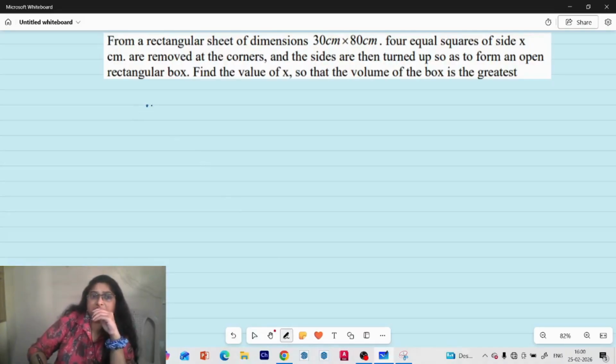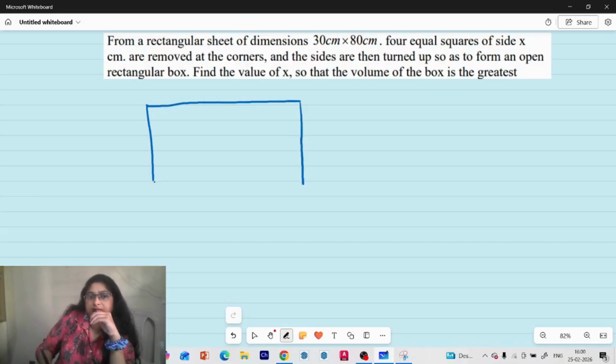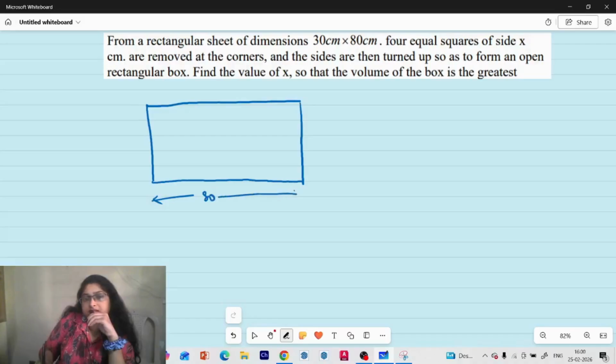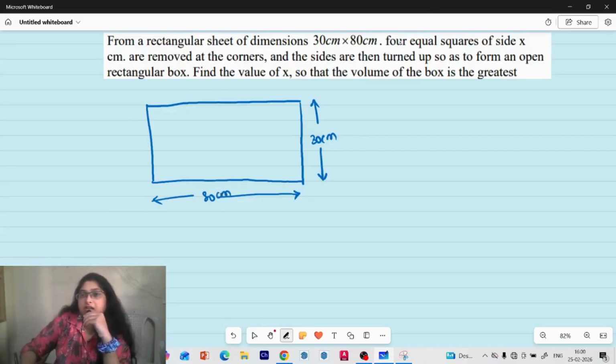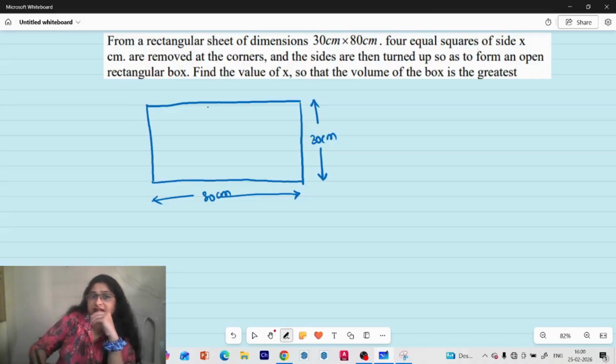Okay, let's start with drawing a small sketch of the same. Let's say this is that rectangular sheet that we're talking about. The length is 80 and the breadth is 30. Centimeters is a given, I'm not mentioning it here. And 4 equal squares of side x are removed.